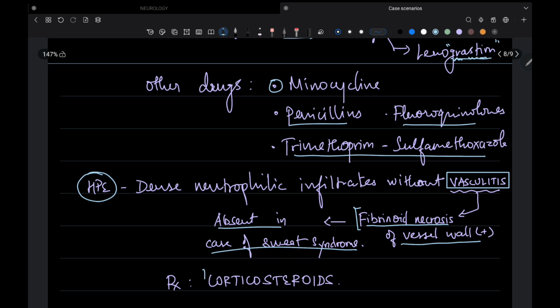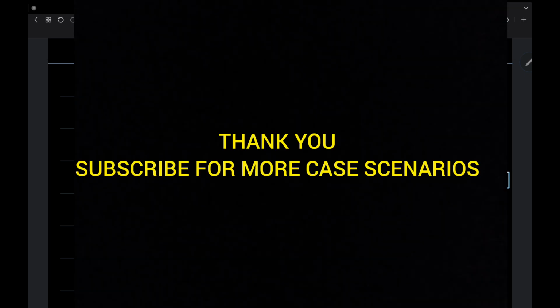And the treatment is usually corticosteroids, and the disease responds well to corticosteroids.